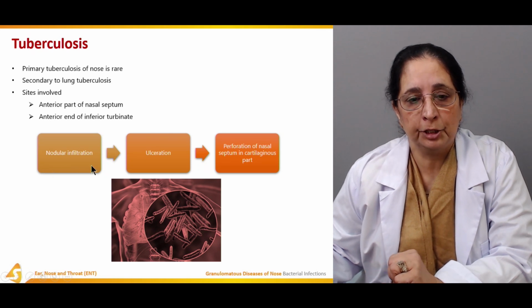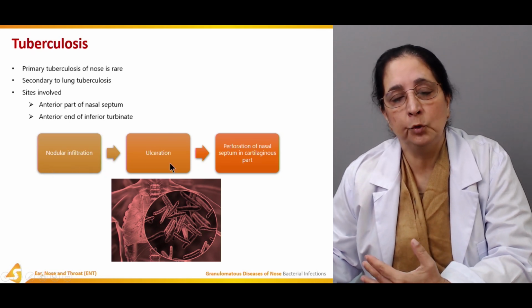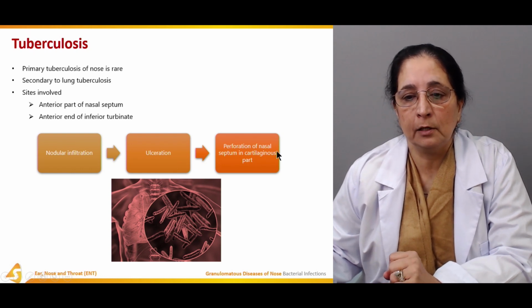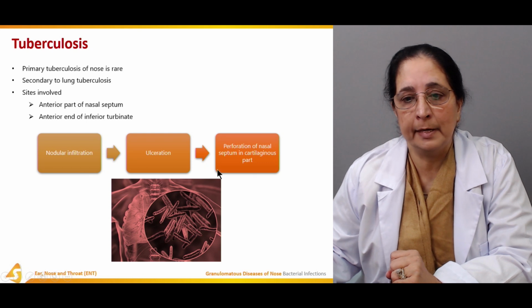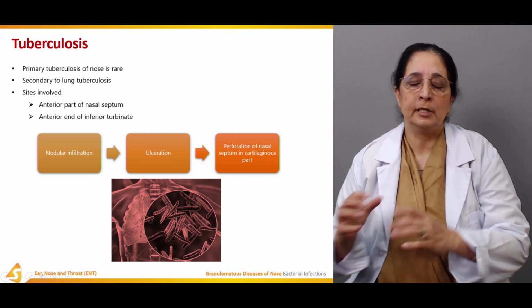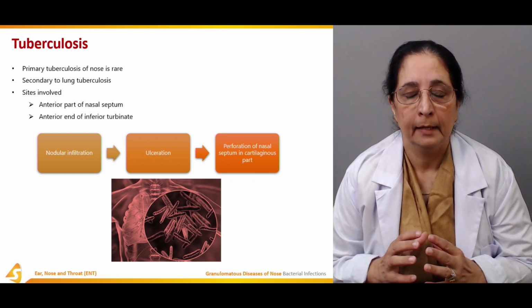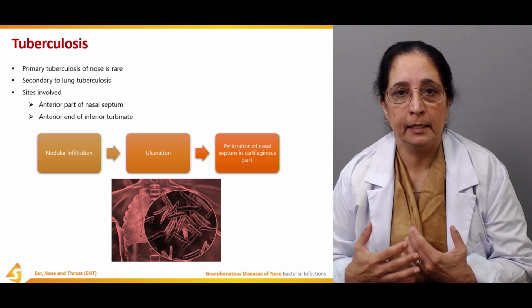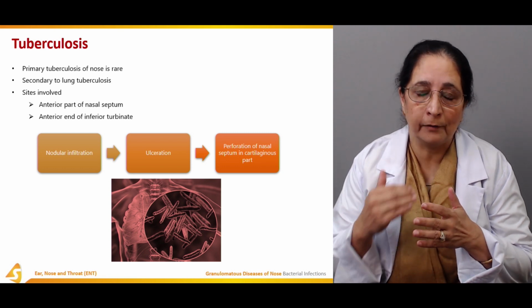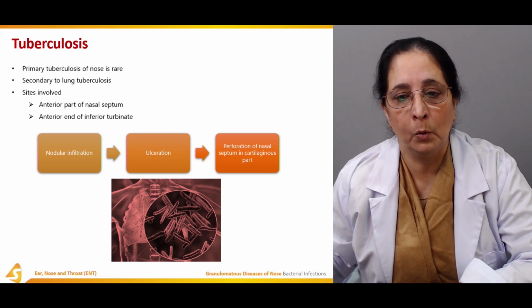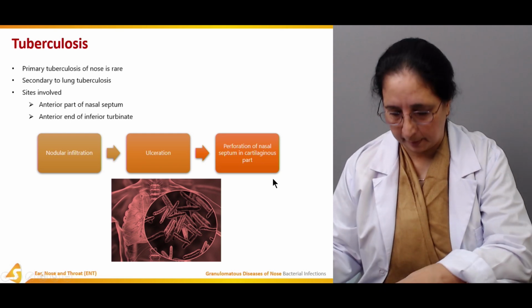Nodular infiltration can lead to ulceration, and then finally ulceration can cause perforation of the nasal septum in the cartilaginous part. So first the nodules are formed, then ulceration occurs, and then the ulceration causes thinning of the area, and this can cause a perforation or hole in the cartilaginous part.